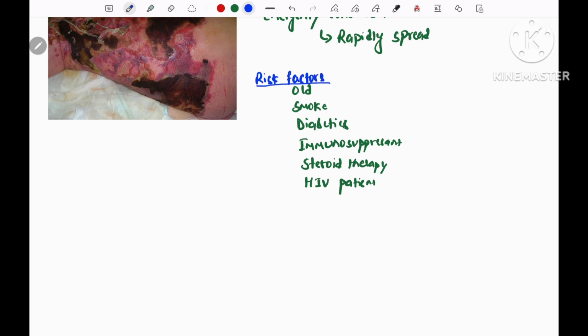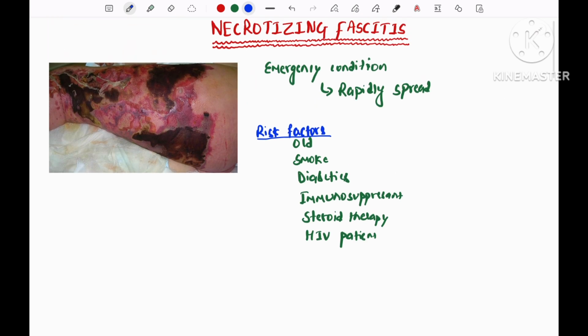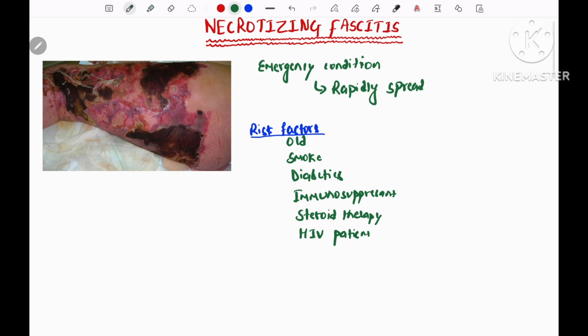Does it mean that these are the only people who get infected by necrotizing fasciitis? No, it can occur in non-immunocompromised patients also. There is a group of bacteria which infect some patients with these risk factors and some patients without these risk factors. So based on the type of bacteria involved, necrotizing fasciitis is divided into four types.